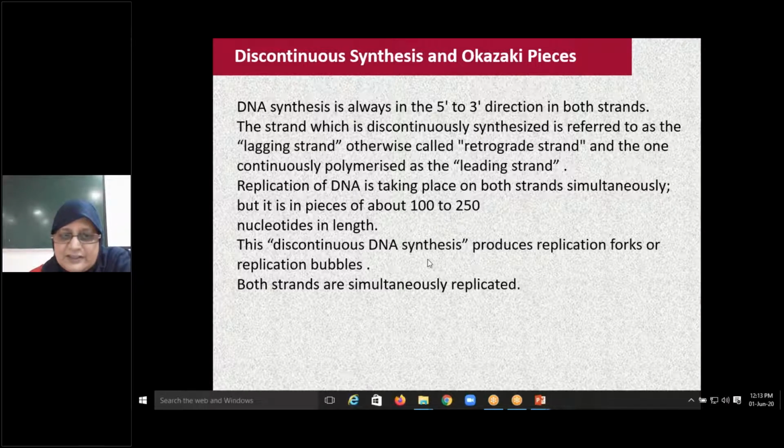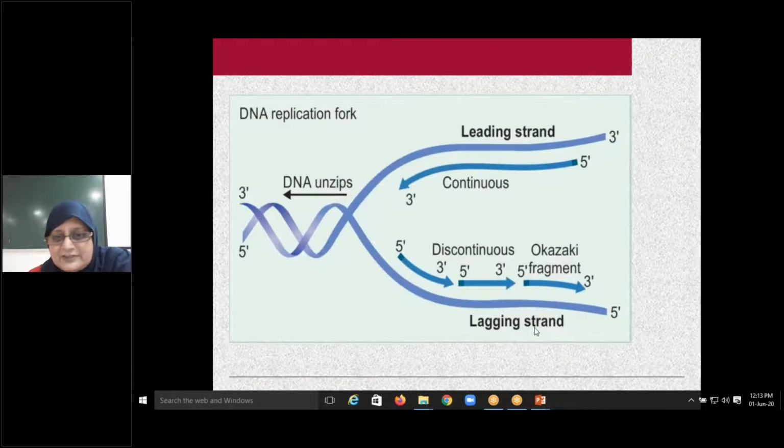So this discontinuous DNA synthesis produces the replication forks or replication bubbles. Both strands are simultaneously replicated. So which is the lagging strand? The discontinuously synthesized one is known as the lagging strand. The one where continuous synthesis takes place is known as the leading strand. And at a time, only about 100 to 250 nucleotides in length will be synthesized.